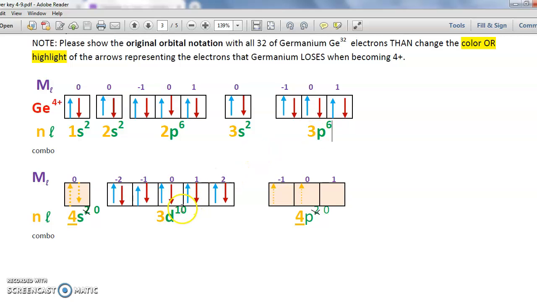You're like, but what about these in the 3D? Those are not part of the octet. The octet is 8. These 2 and these 6 are 8. These contribute some to stability. It's nice that the 3D is full, but what matters is whatever S and P are left.